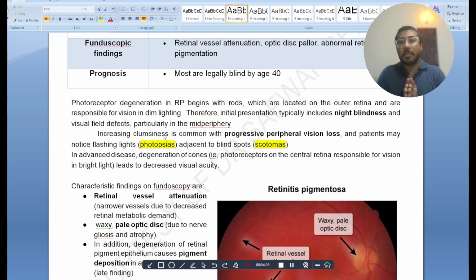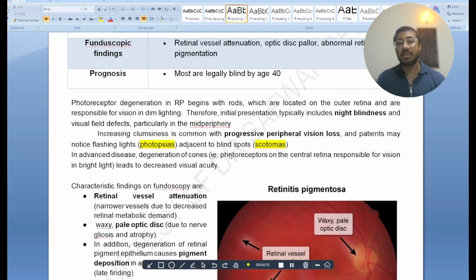So he's gonna be able to walk just fine as long as he is just looking forward. But when it comes to visualizing the structures on his left and on his right, he's gonna have trouble. So he'll be able to walk in a straight line, but when it comes to maneuvering in the dark, he won't be able to do that. So that is how the patient says he's having trouble. Increasing clumsiness is common with progressive peripheral vision loss, and patients may notice photopsia adjacent to blind spots.